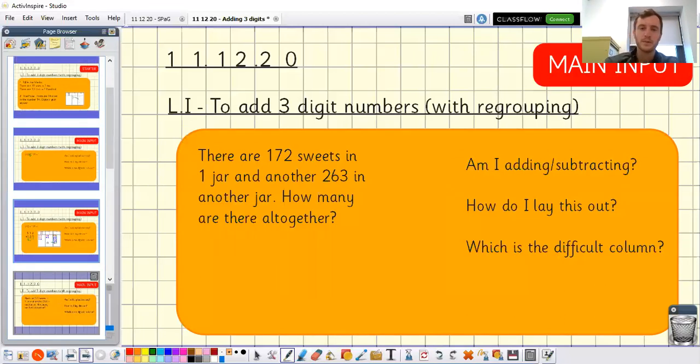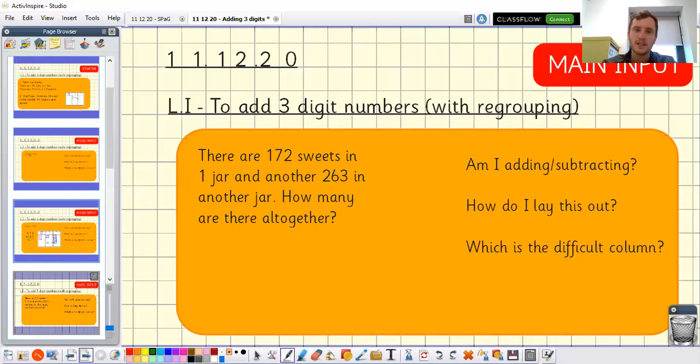We'll move on to a different example. This one might be more difficult to prove why it's adding. Let me read it to you. There are 172 sweets in one jar. I'm thinking, right, the number 172, I'm going to keep that in my head. And another 263 in another jar. So 172 and 263, I think they must be our key numbers. How many are there altogether?